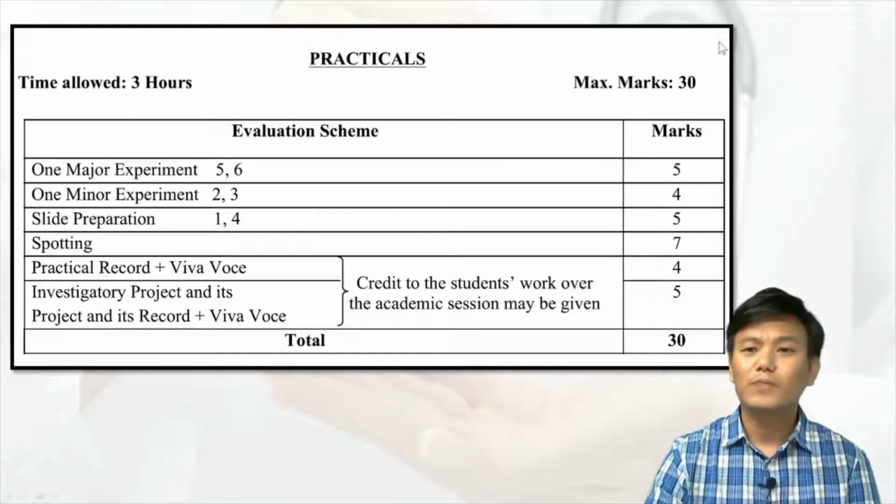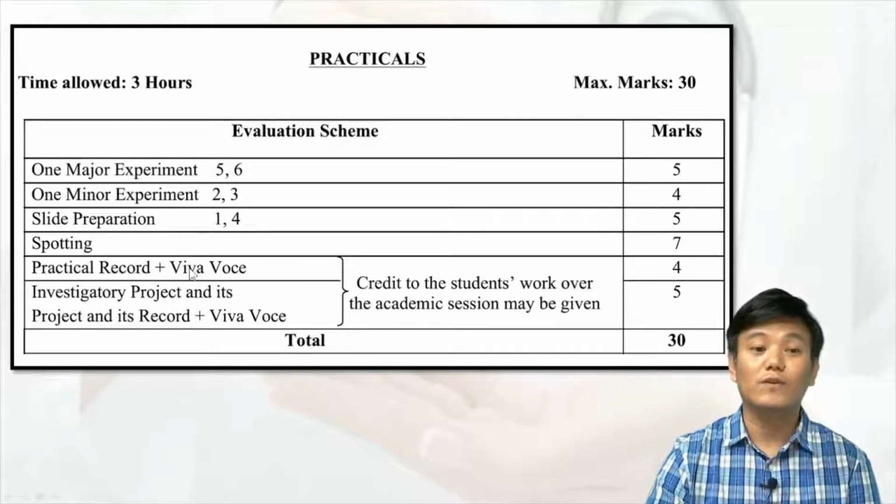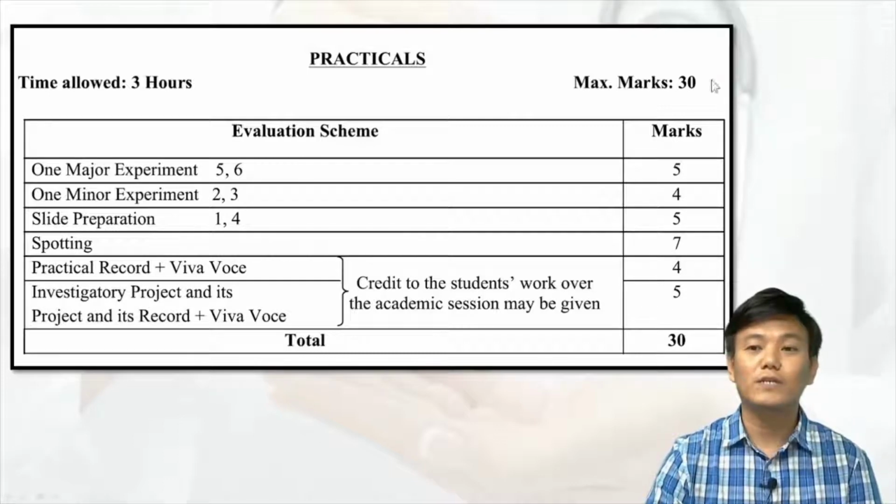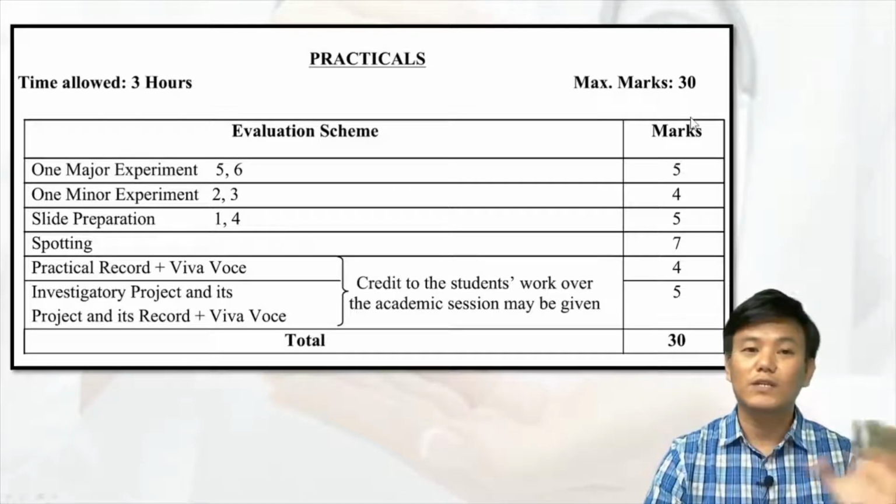And regarding your practicals, the same 30 marks will be there, right? One major experiment, one minor experiment, one slide preparation, spottings will be there, practical records you have to keep, you have to appear for viva voce, and you have to do a biology project, and all those things will carry marks, and the total will be 30 marks. Okay, so that will remain the same in the practical syllabus as well.